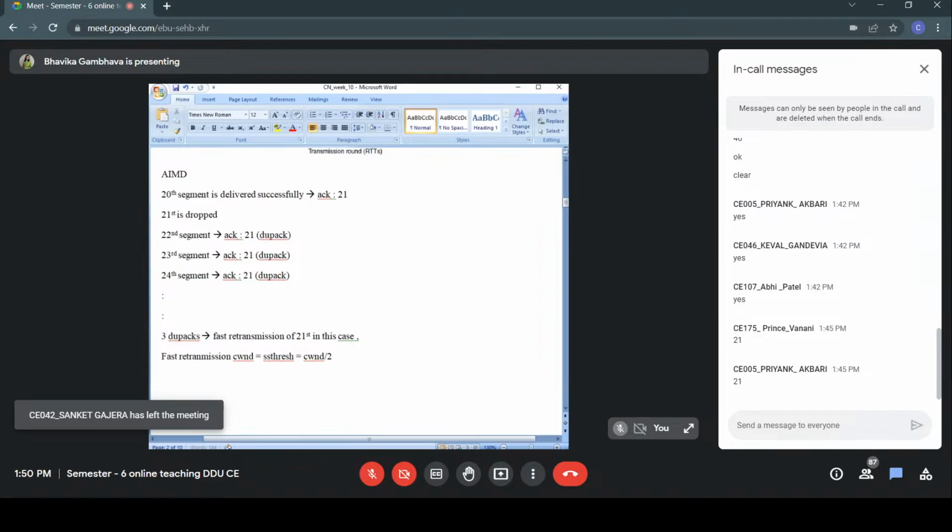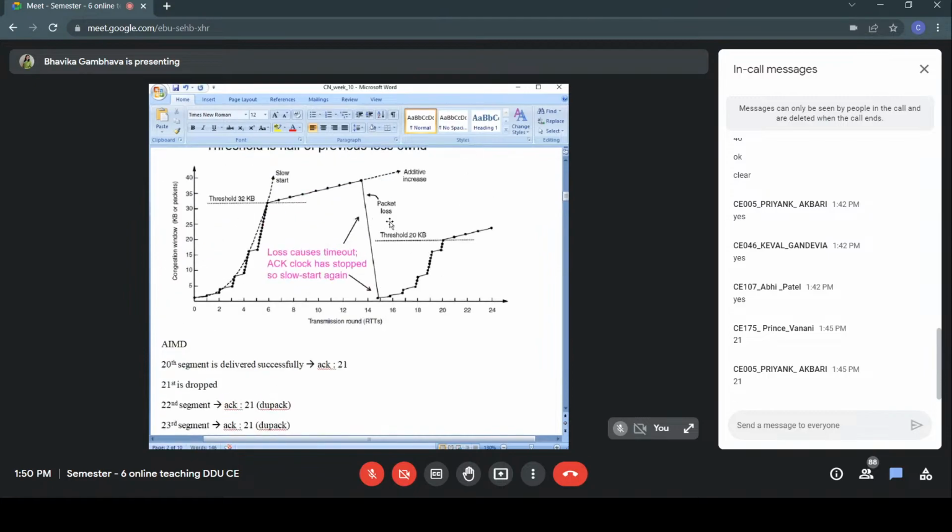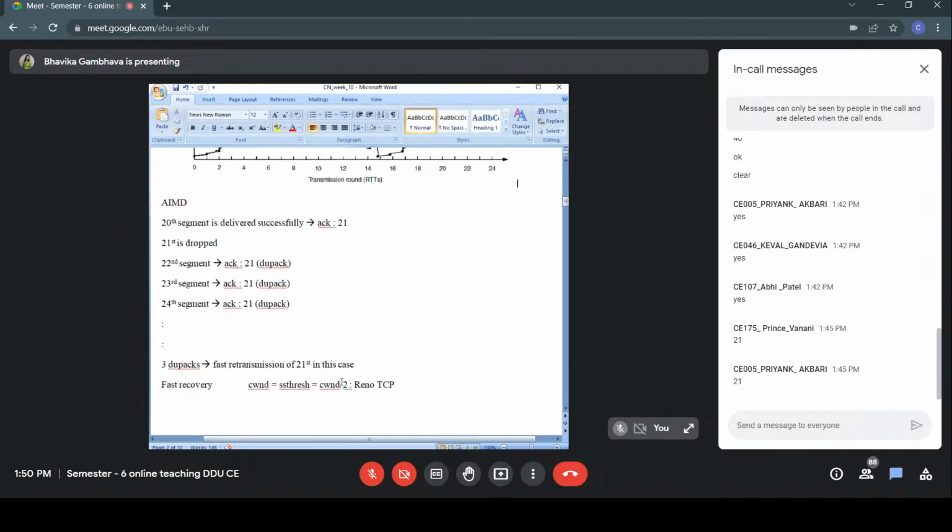Subsequently, there was one fine change done in new Reno TCP, which you don't need to worry about at the moment. Just remember that in Reno TCP, we have the concepts of fast retransmission and fast recovery. Why fast recovery? Because in the earlier scenario, whenever there was a timeout, it could be a case of loss, and we were reducing our congestion window to 1. Now, rather than keeping it 1, we are making it half.